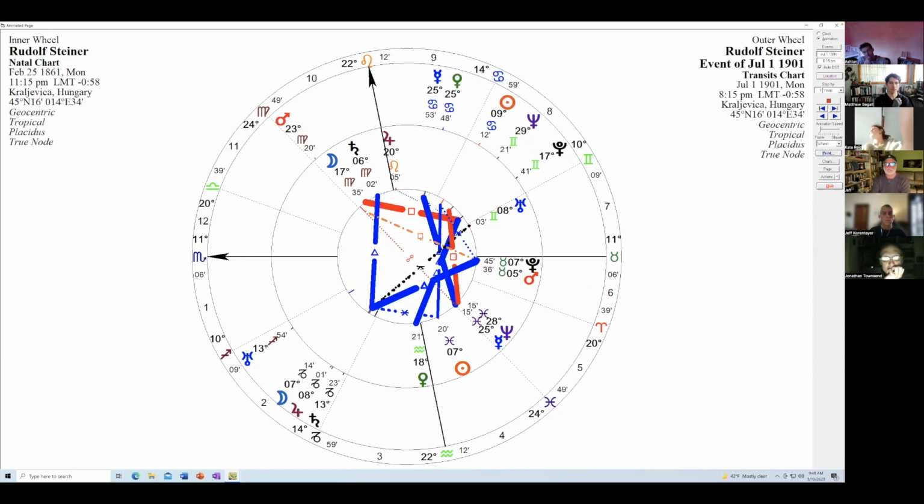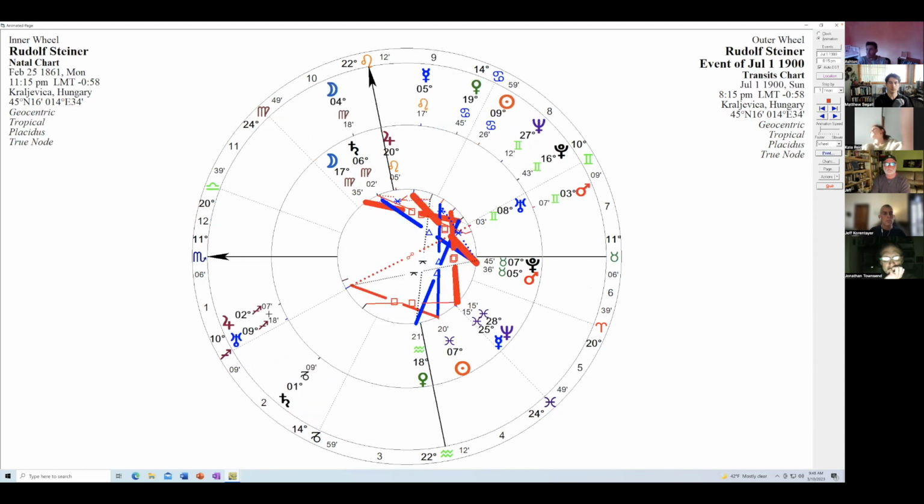I guess in 1900, it was a Jupiter-Uranus conjunction. This is actually the beginning of quantum theory in 1900 under this alignment. And it was opposite his natal Uranus, square to his sun, square to Saturn. Yeah, so that's the beginning of the Theosophical Society orientation or work.